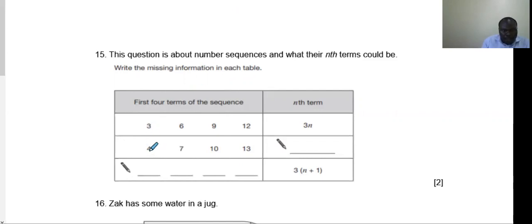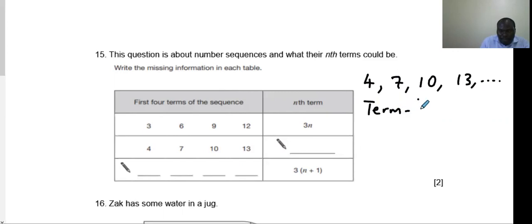You have 4, comma. You have 7, comma. You have 10, comma. You have 13. And the sequence keeps on going. Now, what is the nth term? The nth term is easy to find. You just look for what we call the term to term rule.